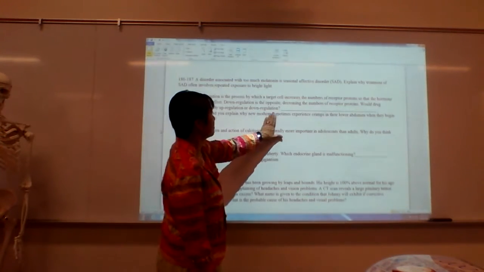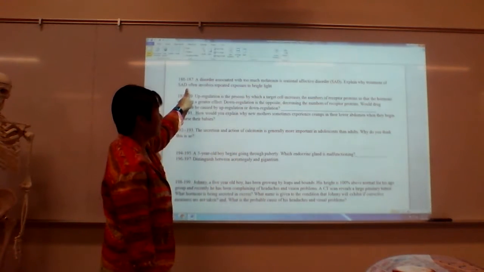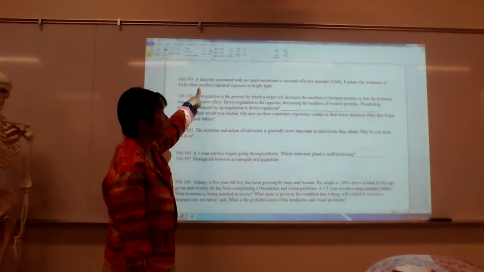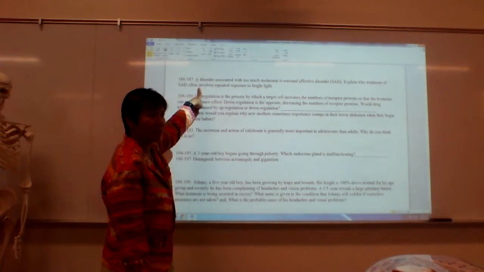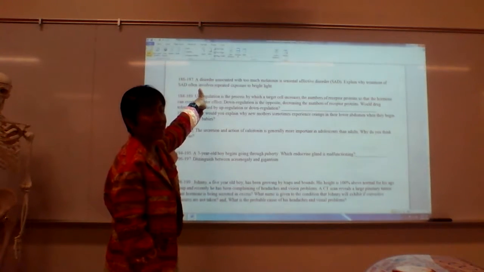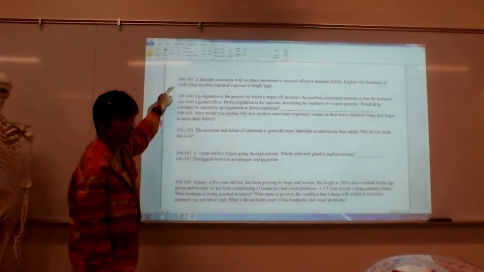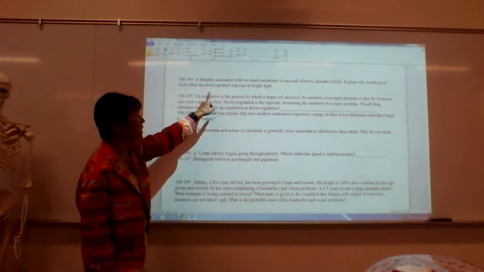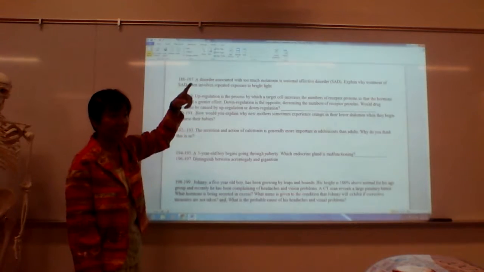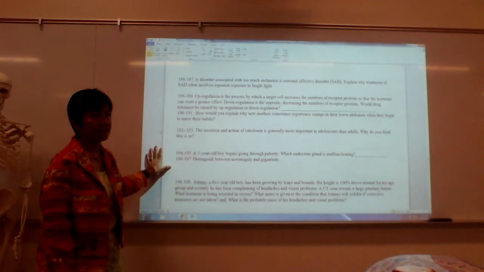Disorder associated with too much melatonin. Why will the treatment of seasonal affective disorder involve repeated exposure to bright light? Remember how there are increasing levels of melatonin when it gets dark. So that's the explanation. That's why you want increased exposure to bright light, to decrease it through a negative feedback mechanism. There will be questions like this in your test.